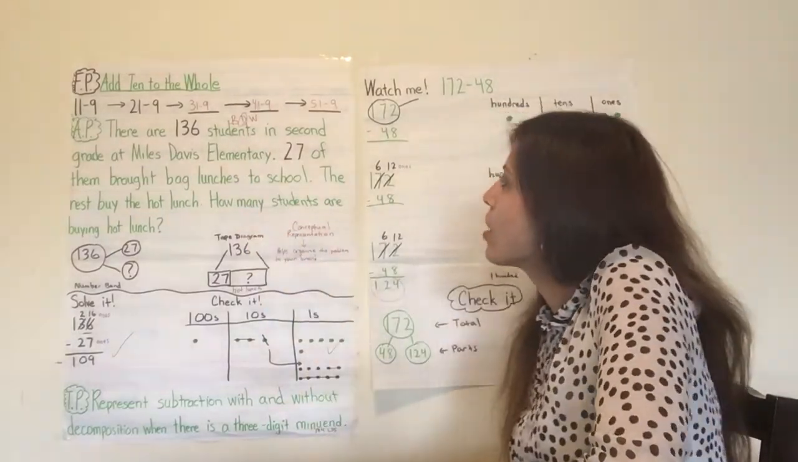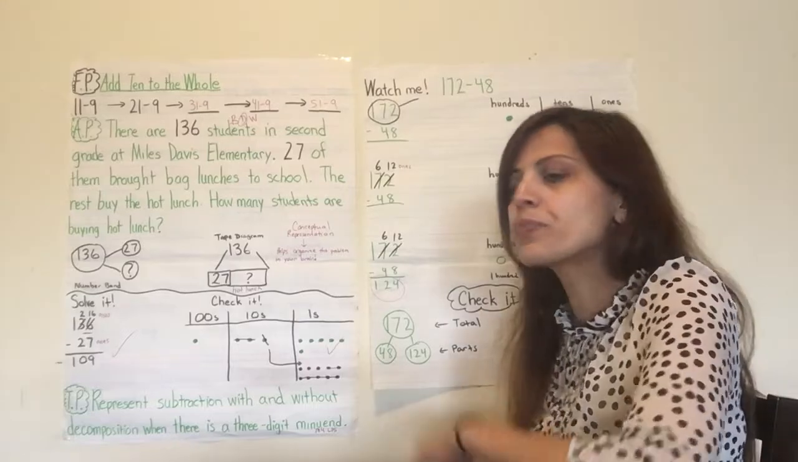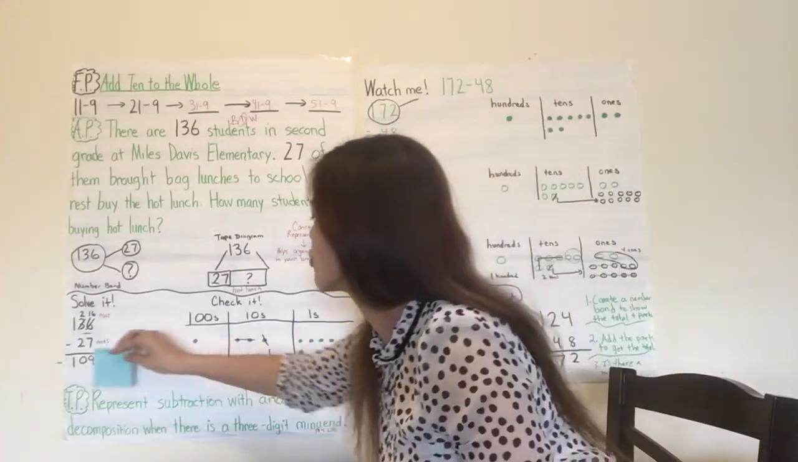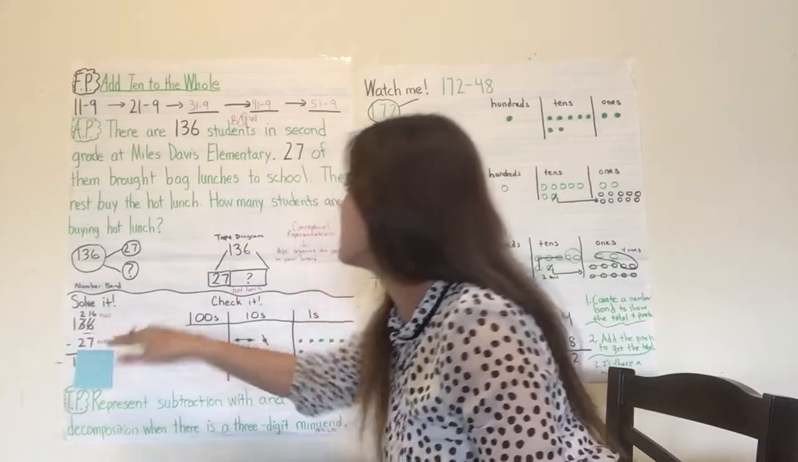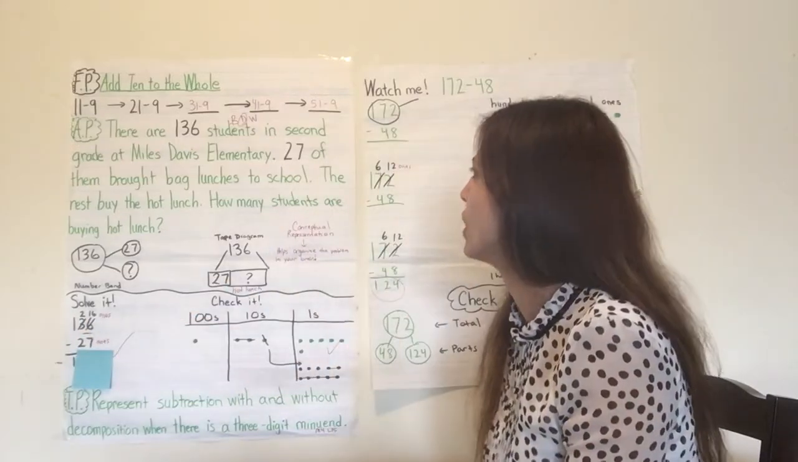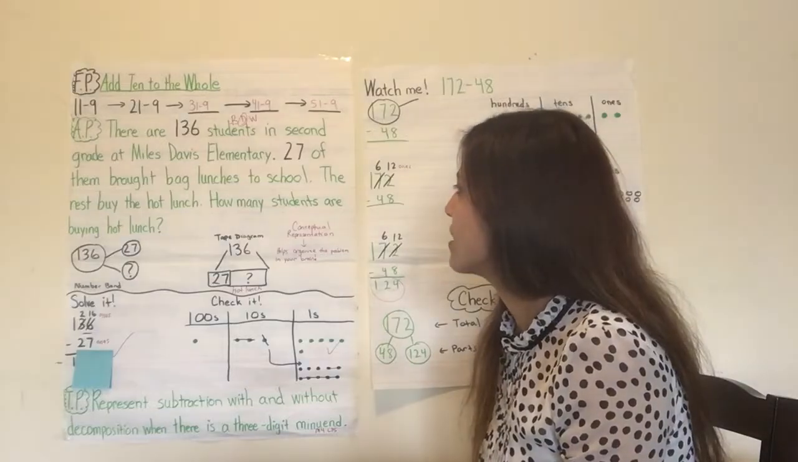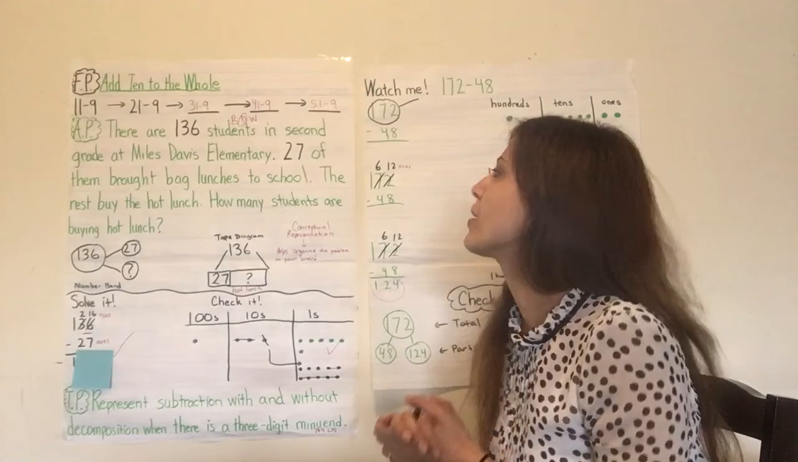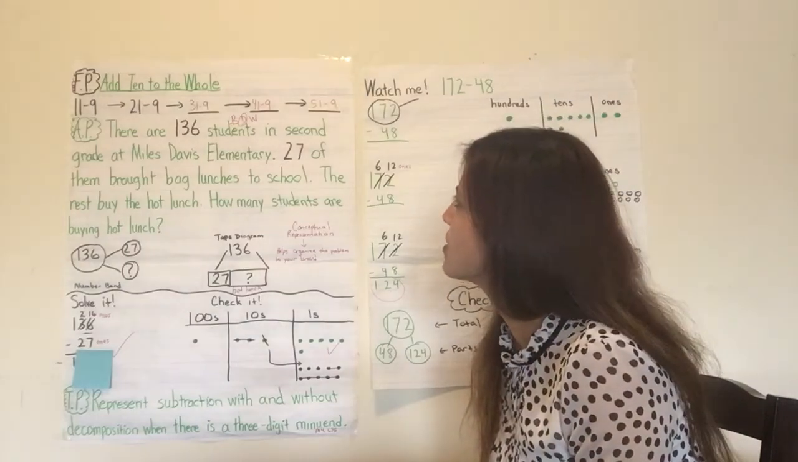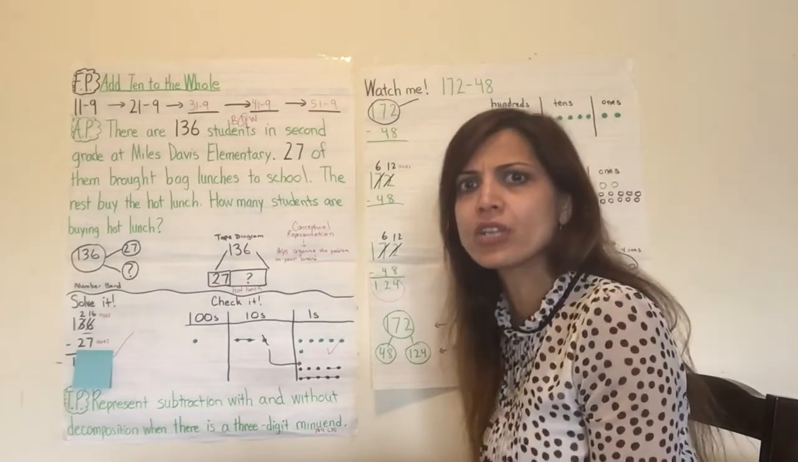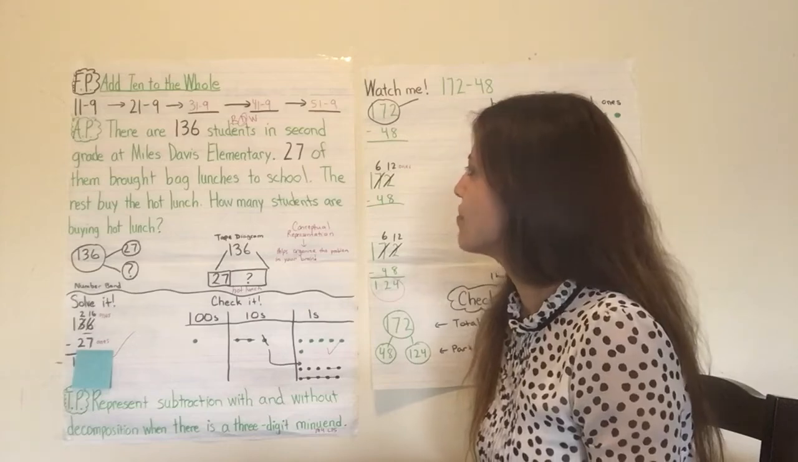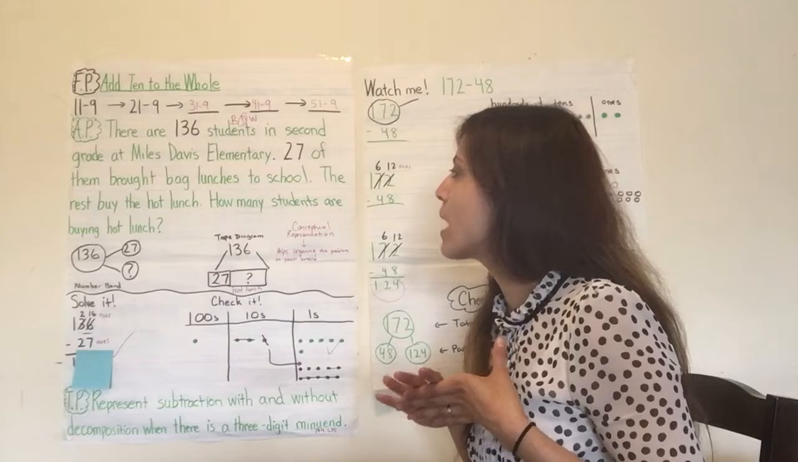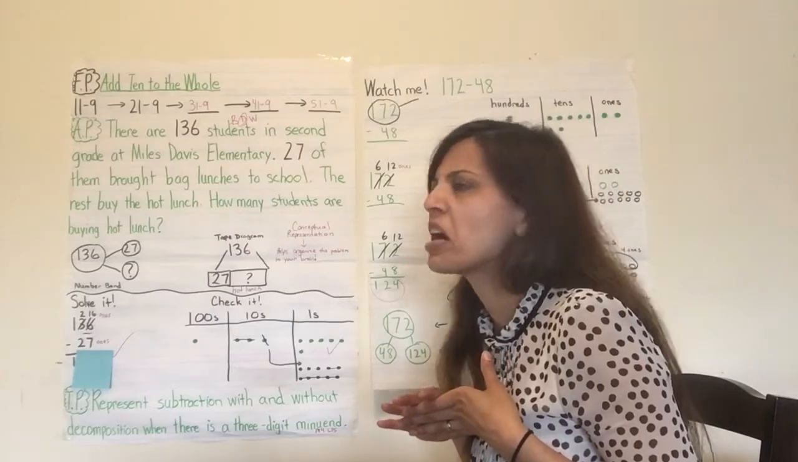There are 136 students in second grade at Miles Davis Heights Elementary. 27 of them brought bag lunches to school. The rest buy the hot lunch. How many students are buying hot lunch? Again, there are 136 students in second grade at Miles Davis Elementary. 27 of them brought bag lunches to school. The rest buy hot lunch. How many students are buying hot lunch?